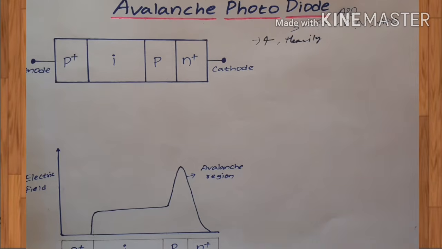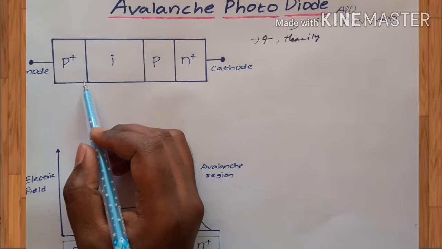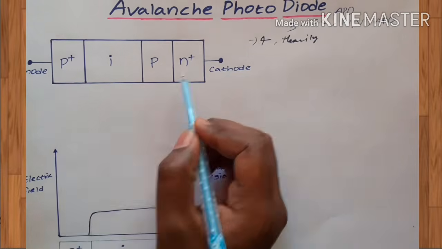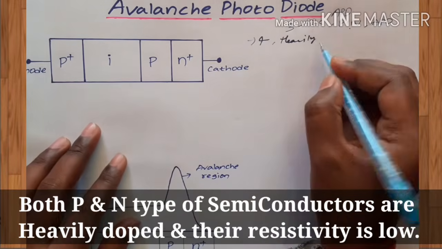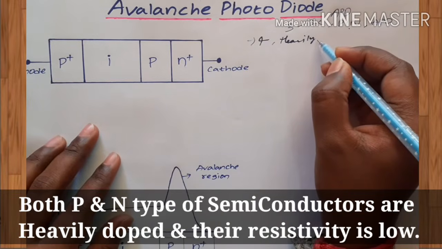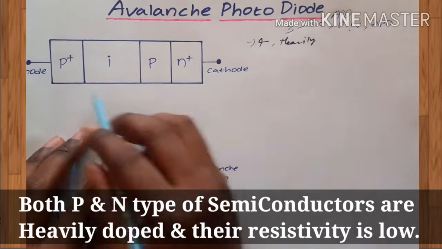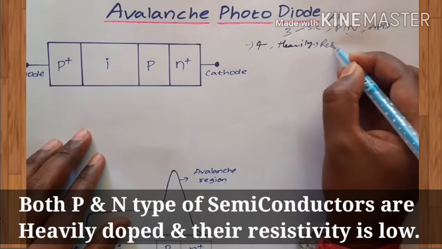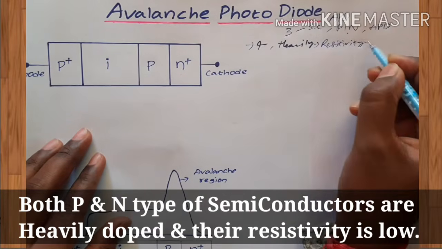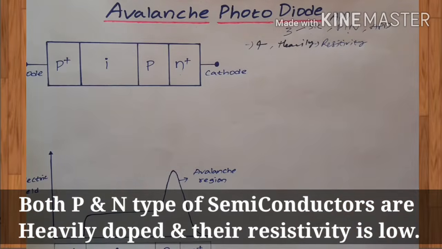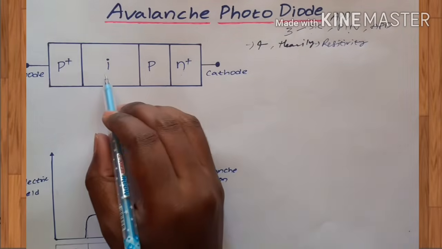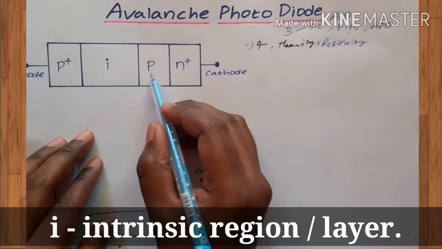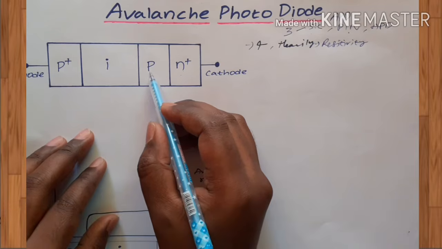The device structure of avalanche photodiode is shown in this figure. APD is a 4-layer device in which the P plus and N plus are heavily doped, and because of this heavy doping a very large number of charge carriers are present in the P plus and N plus regions, and the resistivity of these regions is very low. Here I represents the intrinsic region or lightly doped region, and P is also a lightly doped region.